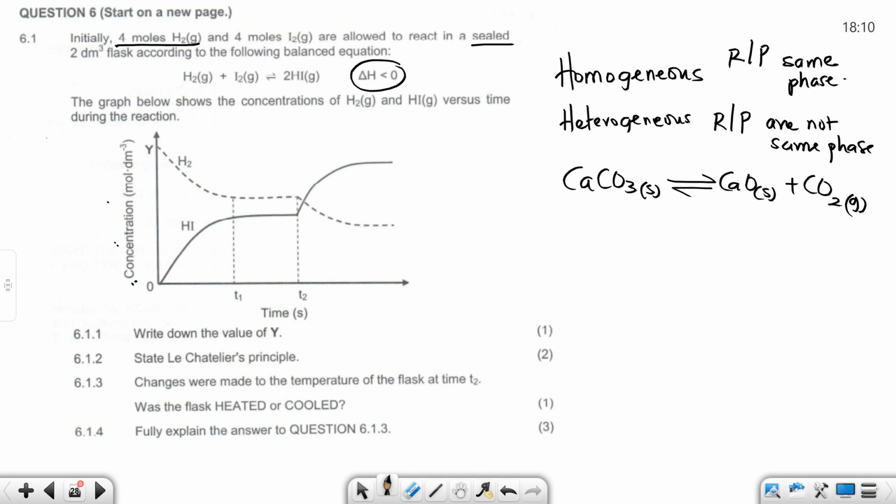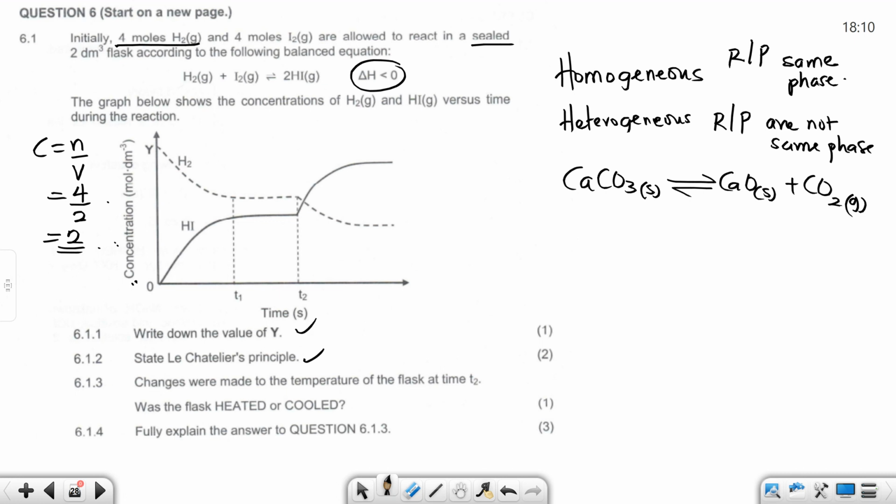What is concentration? Number of moles divided by volume. What is the number of moles? Initial, 4. What is the volume? 2. What's your answer? 2. Very clever examiner. A lot of people will say 4, forgetting that we are talking about concentration. Le Chatelier's principle, I know we are all good there.